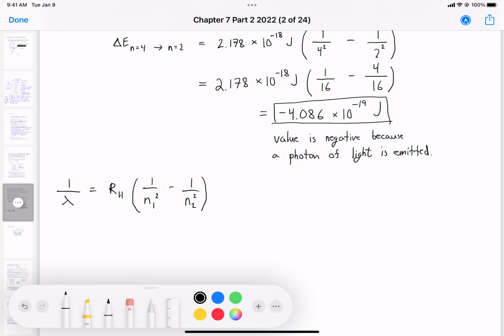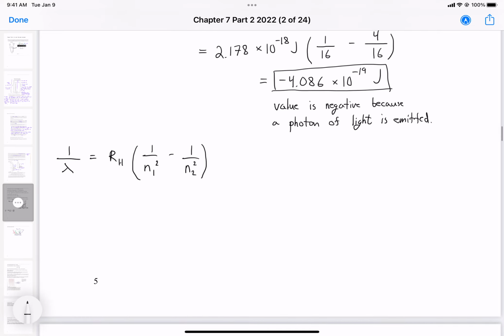Hello, everyone. Now let's talk about another way to solve this equation. We can also use this form of the Rydberg equation using the Rydberg constant. However, RH now has a different value. RH equals 1.071 times 10 to the 7th inverse meters.